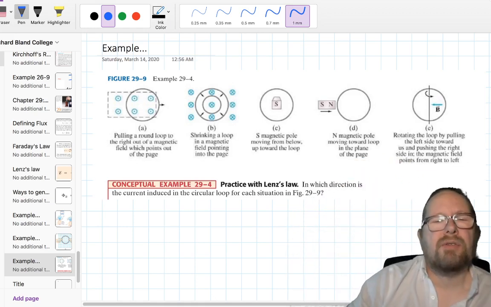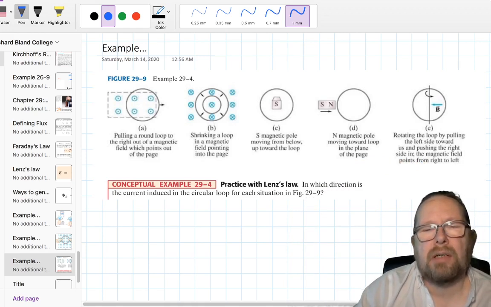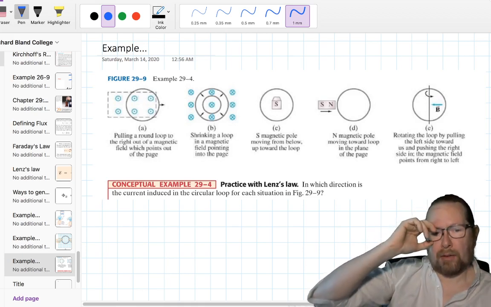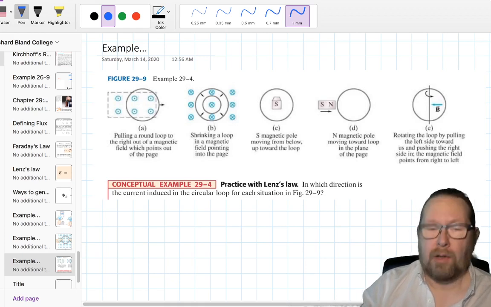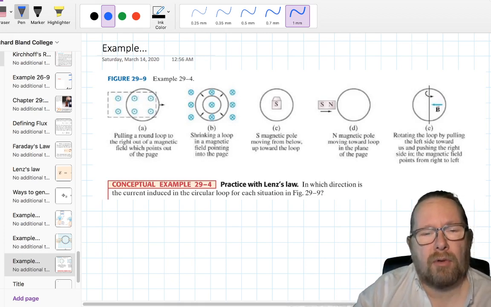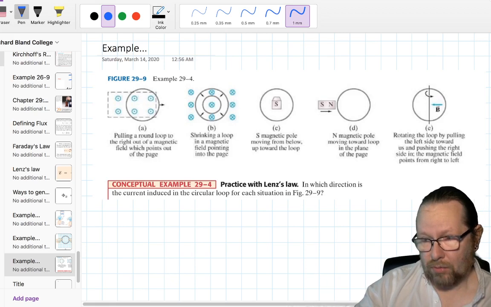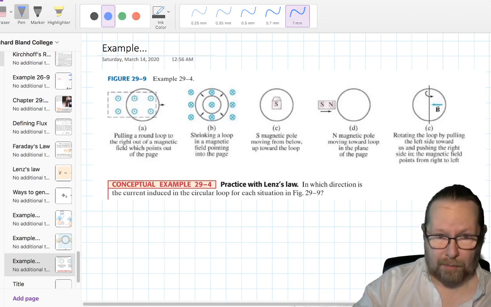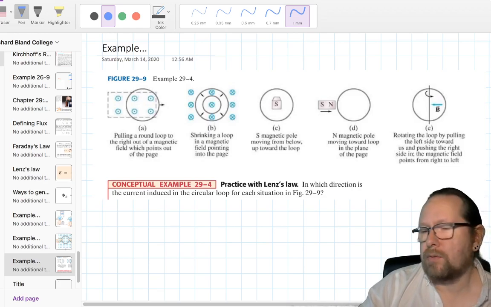And the example asks you to think about, for each of these situations, A, B, C, D, and E, what will the direction of the current be in that loop? So do that now yourself. Think about the answer to those 5 examples, and I'll record a separate video where we actually go over the answers to that, and then we'll do some actual quantitative problems looking at how to calculate the EMF through one of these loops.